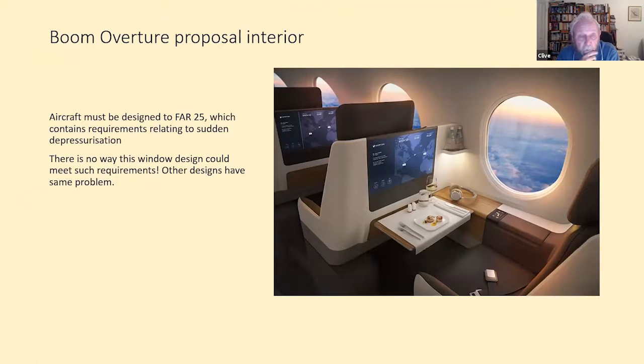Another feature of the Boom design, and it's a feature of other airplanes as well, is that they produce these marvelous look out of the windows. Well, that's a marketing man's dream and a designer's nightmare, because it'll be designed to FAR 25, which has got requirements relating to sudden depressurization, and which is why Concorde's windows are actually quite small, because it has to meet a depressurization requirement. There's no way that size of window and those number of windows is actually going to meet that. So they may have a bit of a shock coming.